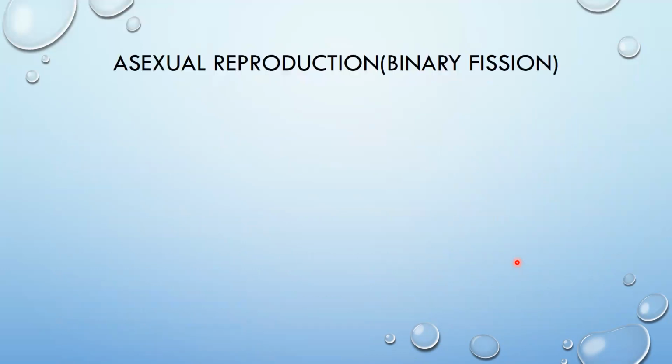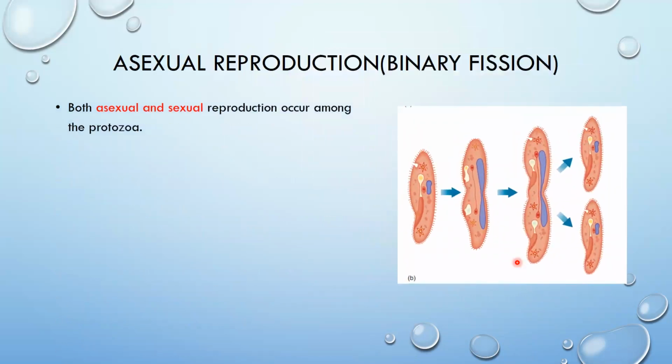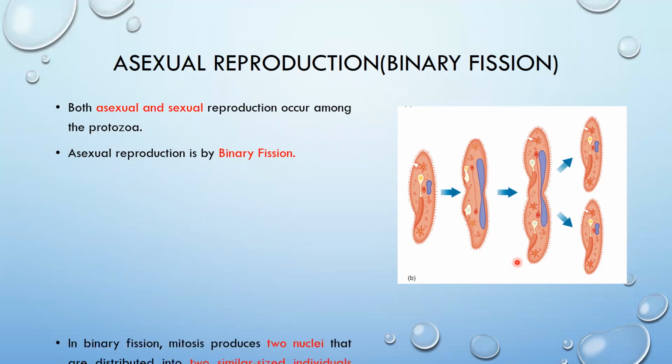Both gas exchange and excretion occur by diffusion across the plasma membrane through the general body surface of the protozoans. Now, the asexual reproduction in protozoans is by binary fission. Both asexual and sexual reproduction occur among the protozoans. Asexual reproduction is by binary fission. Binary means two and fission means breakdown. So in this case, one body of the protozoan splits into two bodies.